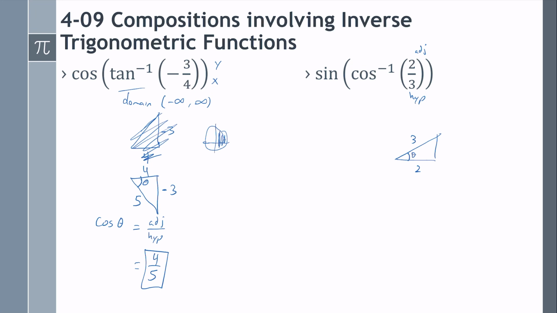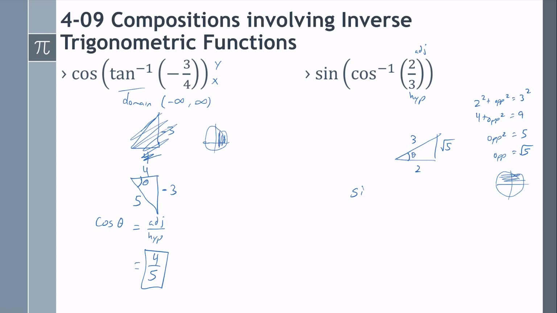Use your Pythagorean theorem to get the opposite side. So our opposite side is the square root of 5. Now this could be a positive or a negative, but our inverse cosine is always in quadrants 1 or 2. The y there, the vertical, is always positive, so we'll have a positive square root of 5.